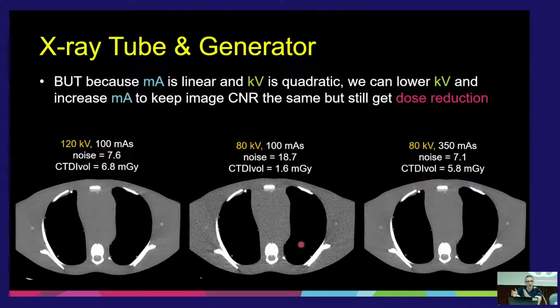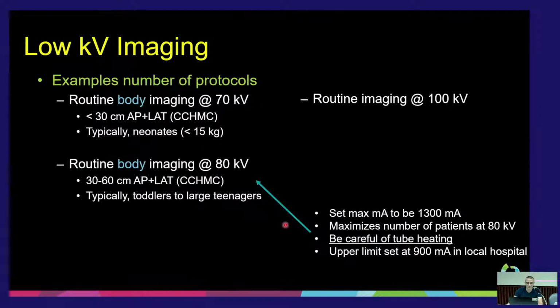I had to show them that once we go from 120 to 80 kV, dose comes down, and then we compensate to make sure we get enough photons on the detector to get a good image by raising mA up. So even if we're imaging at 1300 mA, our doses have come down, as you saw in our one plot a couple slides ago.